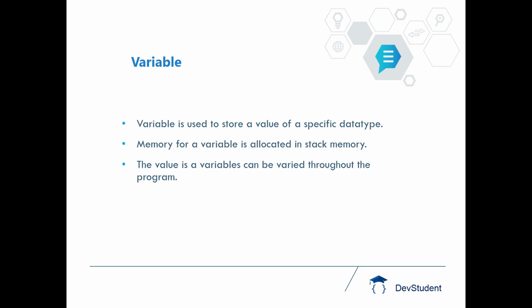So a variable is used for storing values of a specific data type. That means if you want to store a value which is given by the user as an input in your program, you have to store it somewhere, and you are going to use variables for that. Memory for each variable is allocated in stack memory. The value of a variable can be varied through the program, and that is why it is named a variable.